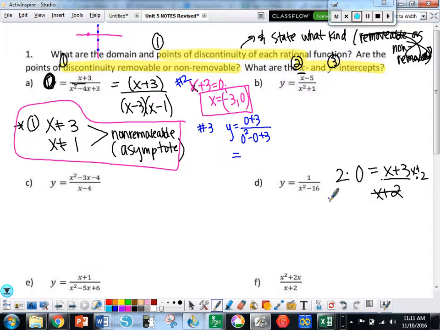Which is 1. Now again, a y-intercept is a point. I don't want to leave that as a 1. I want to leave that as a what? Wouldn't it be 0, 1? Because x is 0. We plugged in 0. So my y-intercept is 0, 1.